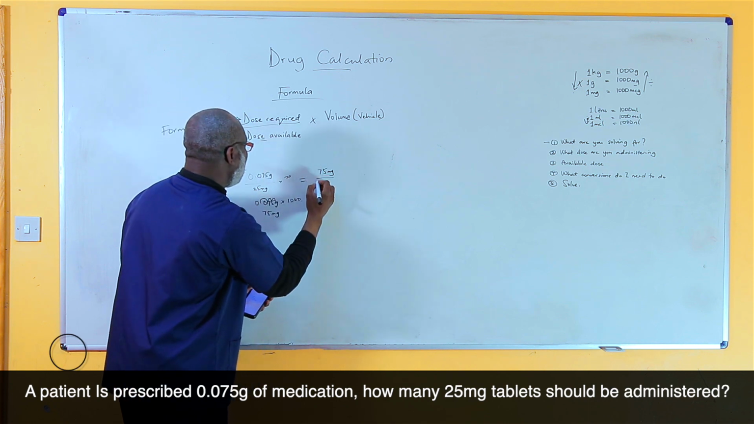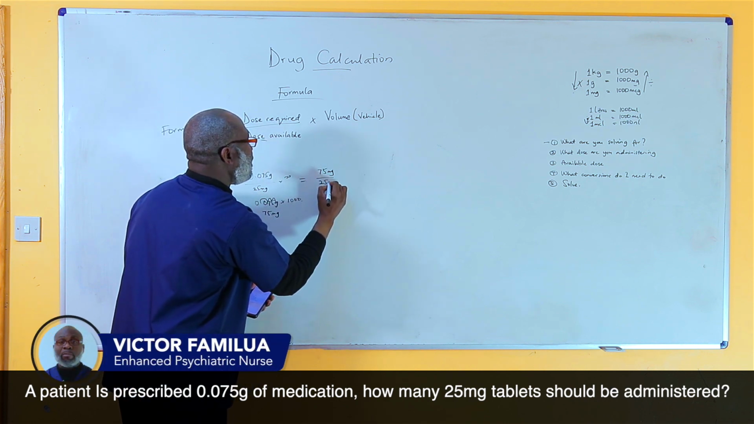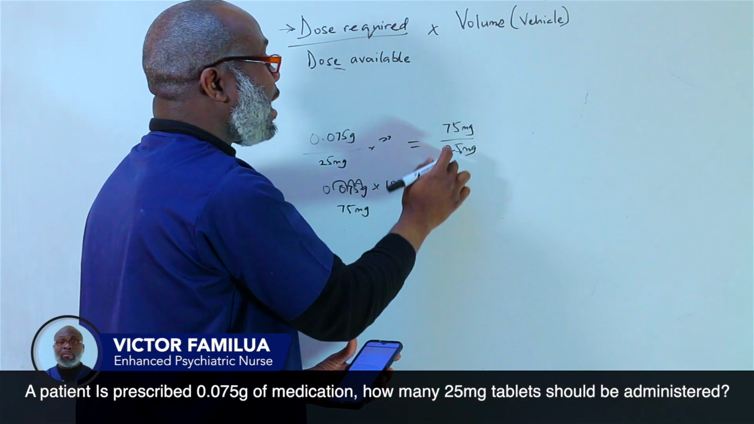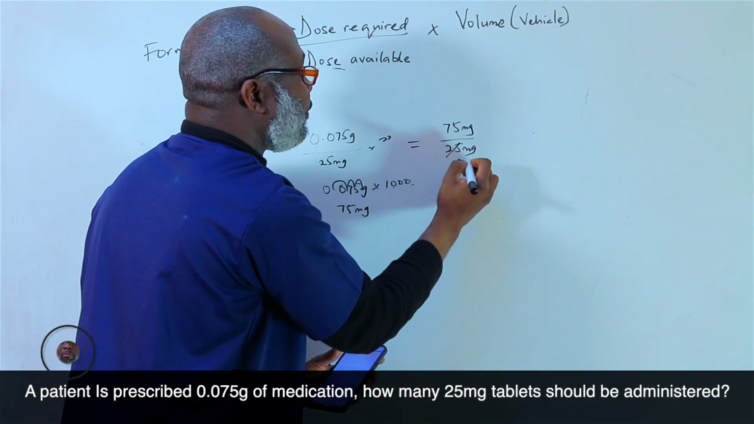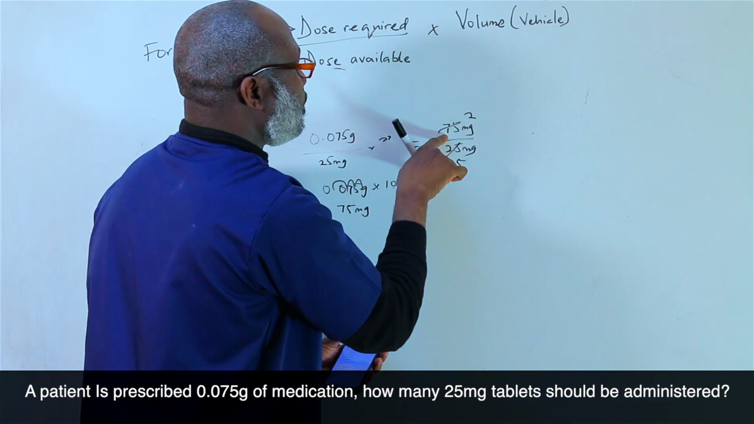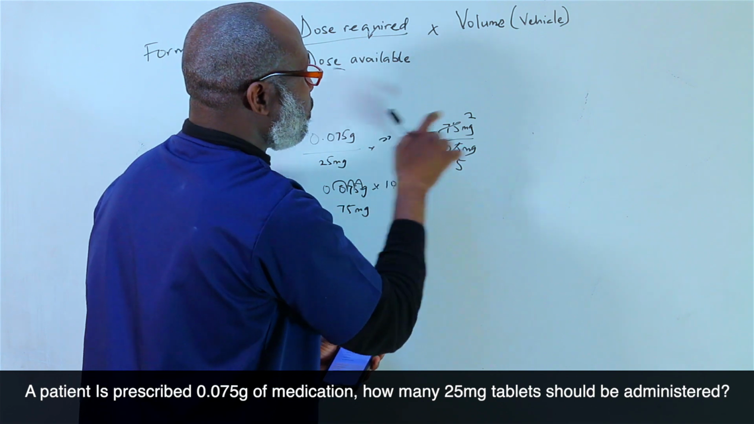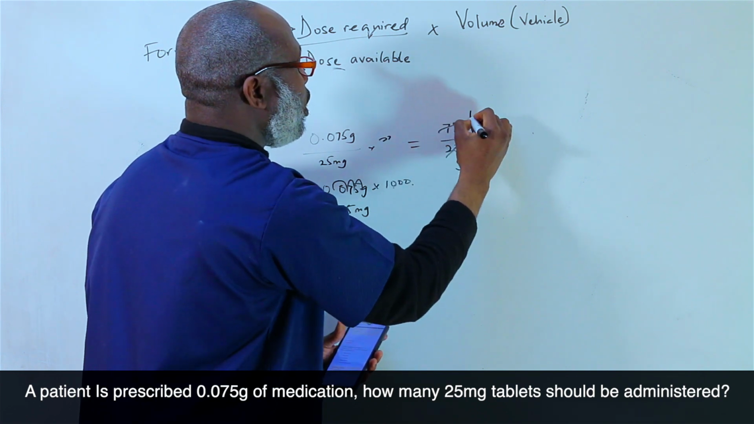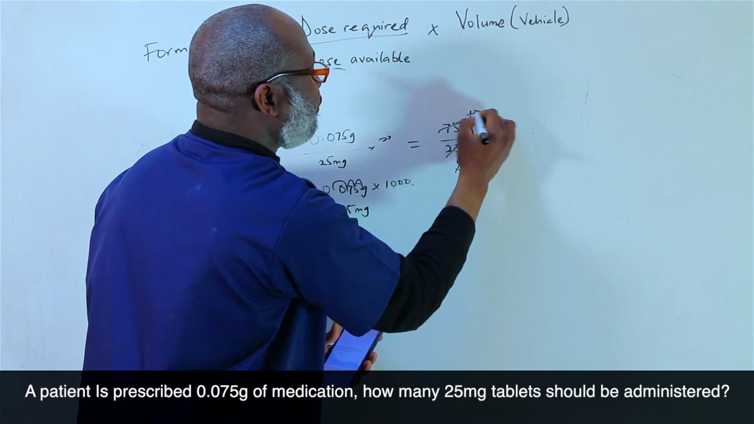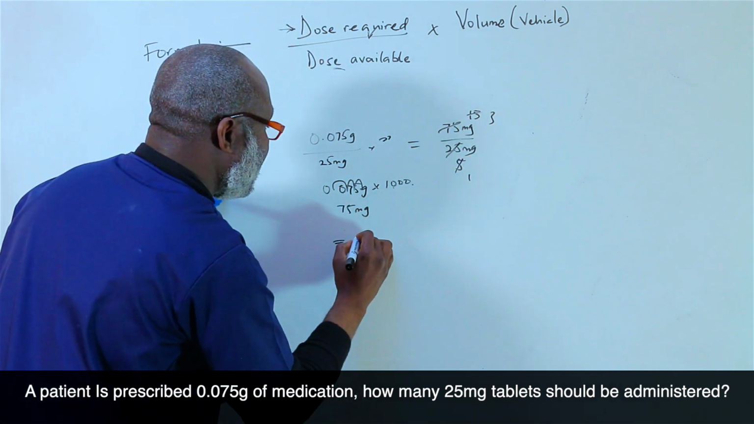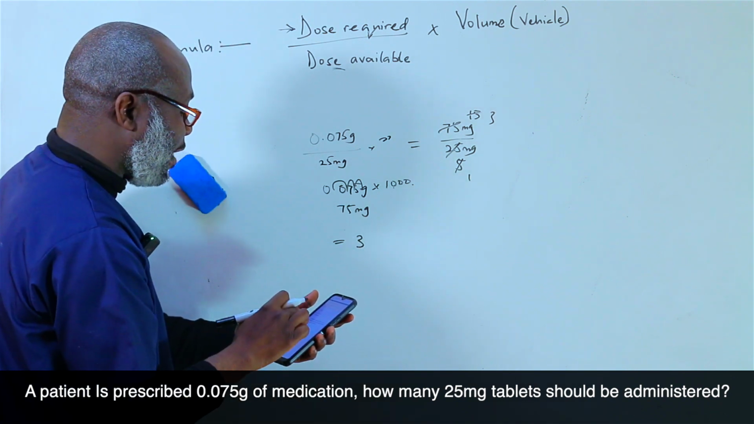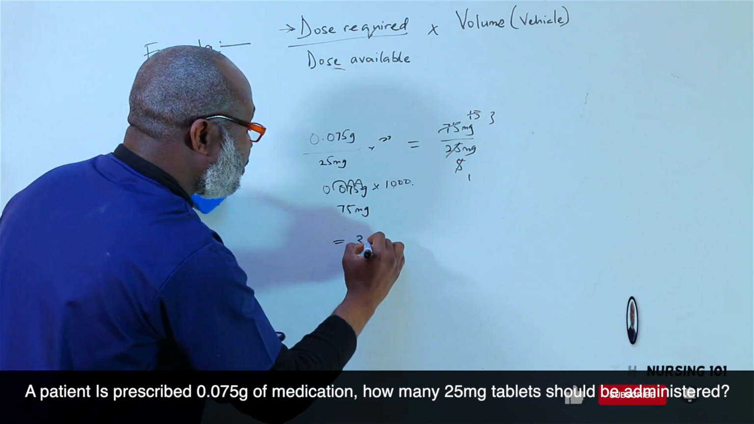Then dose available is 25 milligrams. So they are both in the same unit. Now you can divide 25 into 75. 5 in 25, 5. 5 in 75, 1, 5 here, 3. So the answer is 3. And what are we supposed to look for? So how many 25 milligrams tablets? So you need 3 tablets.